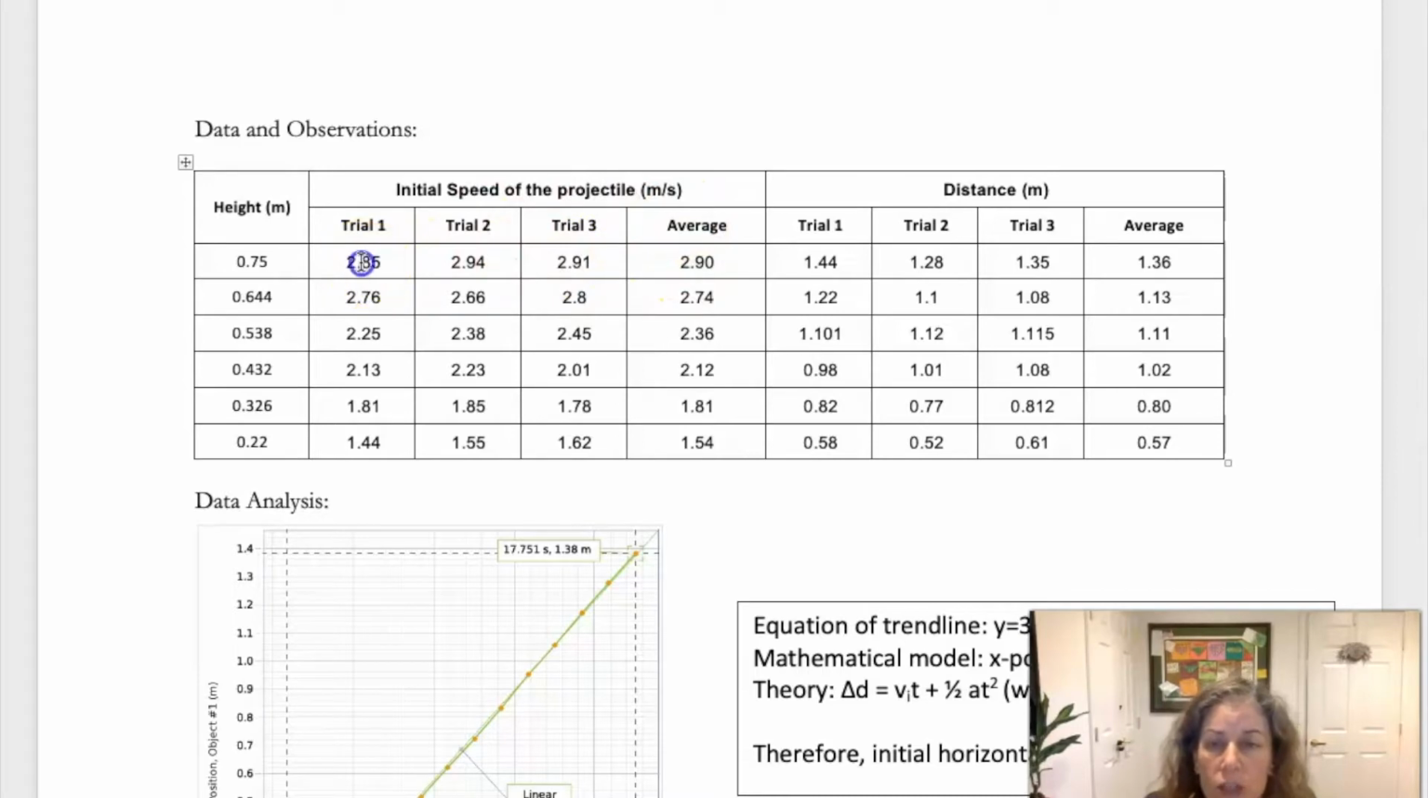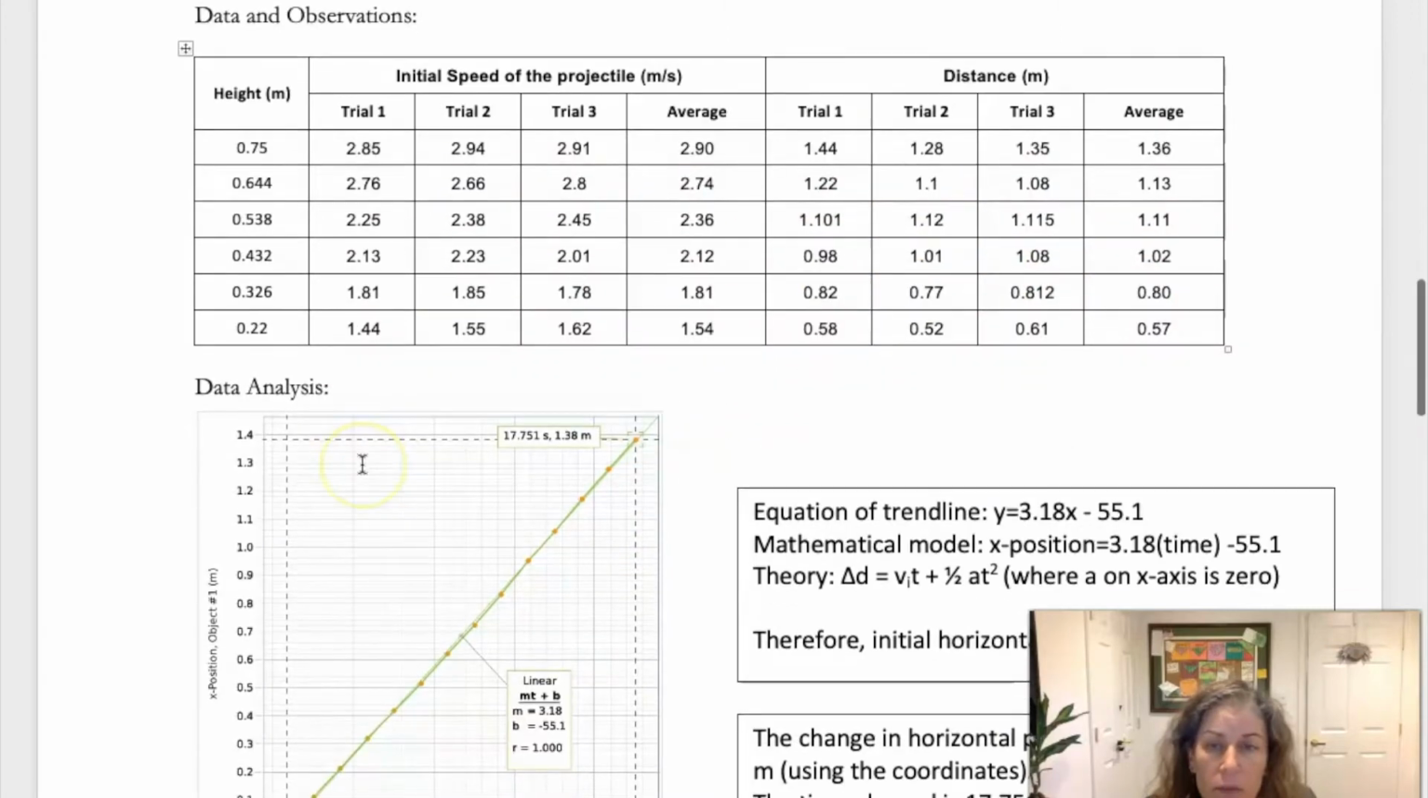And so for each one, there were 3 trials, and then I took the average of those 3 trials. So we did that for every height. And then these are the horizontal distances and their averages. So in here are a ton of observations.